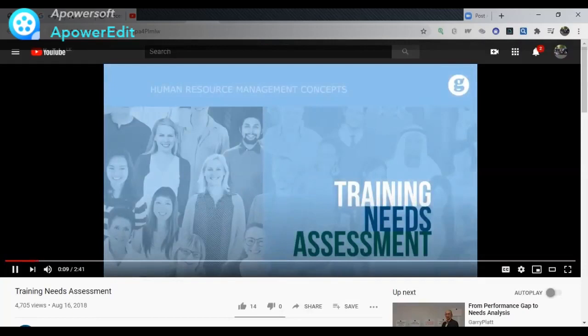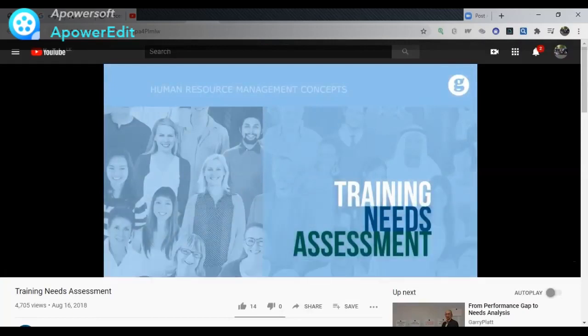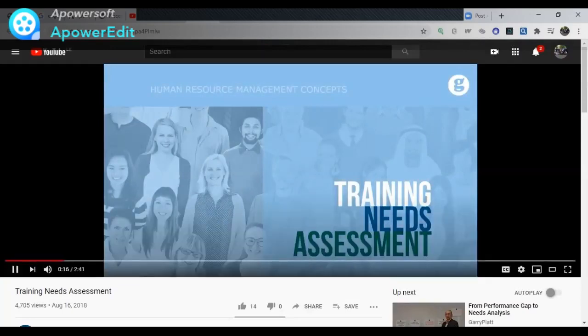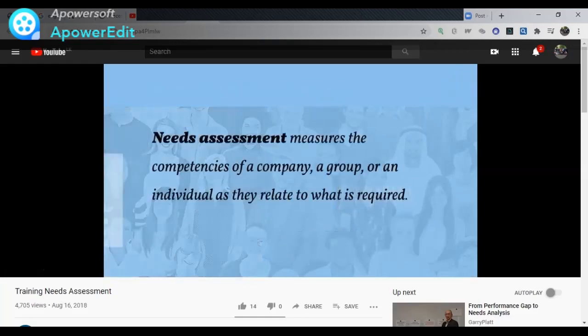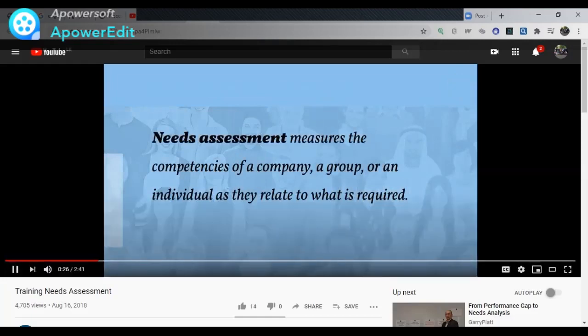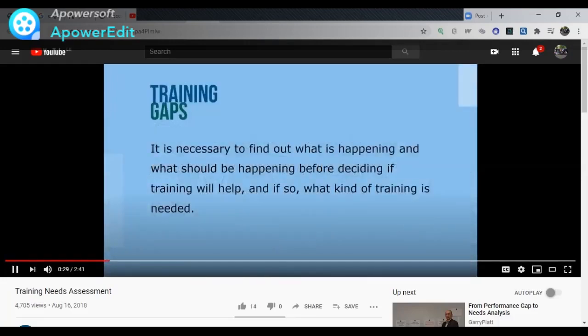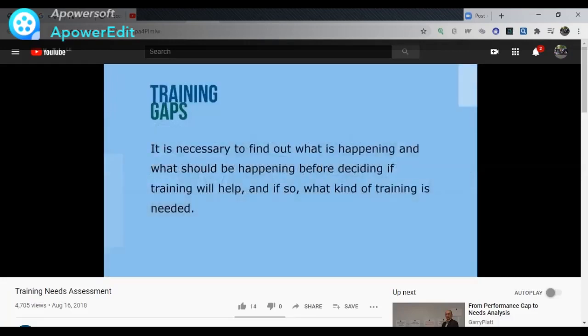Assessing organizational training needs is the diagnostic phase of a training plan. The assessment includes issues related to employee and organizational performance to determine if training can help. Needs assessment measures the competencies of an organization, a group, or an individual as they relate to what's required. It's necessary to find out what is happening and what should be happening before deciding if training will help, and if so, what kind of training is needed.